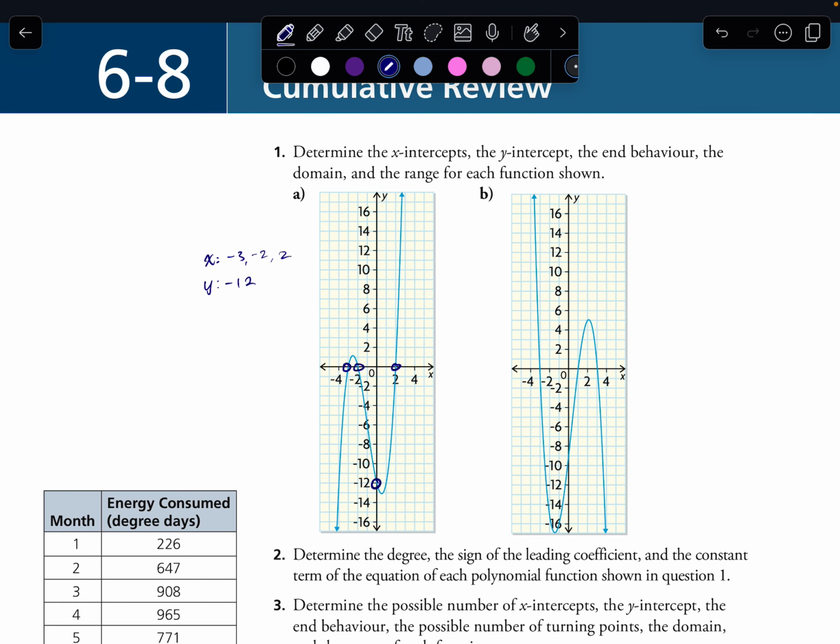Our end behavior is the quadrants that it goes through. So this is first, second, third, fourth, and it's going from the third one up to the first one. Q3.